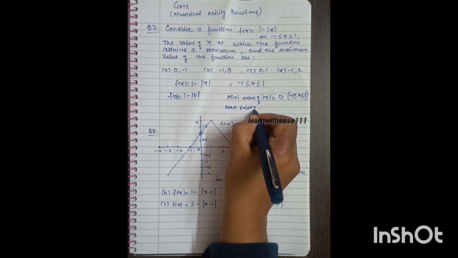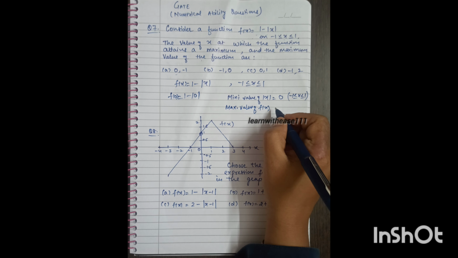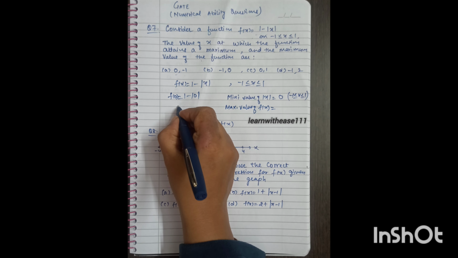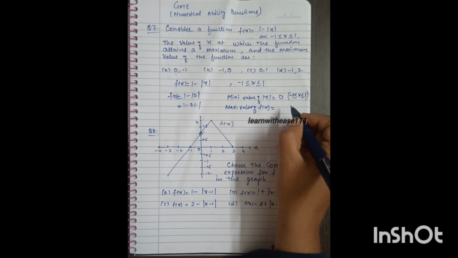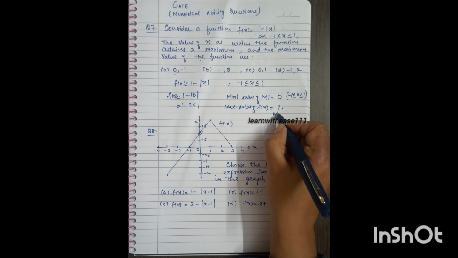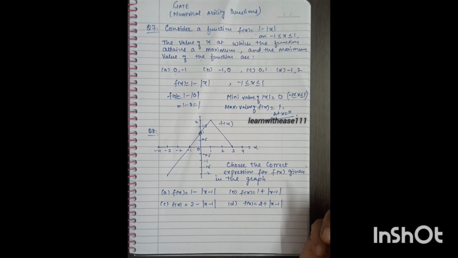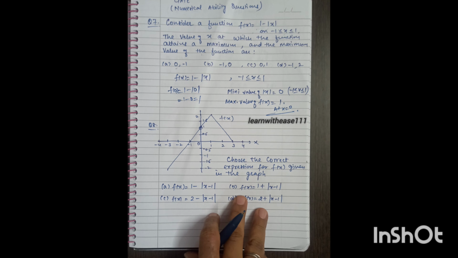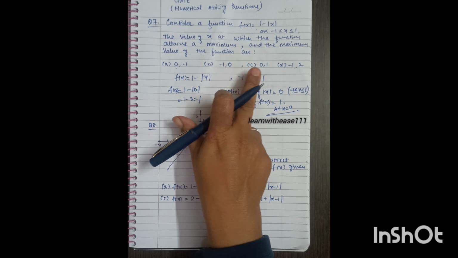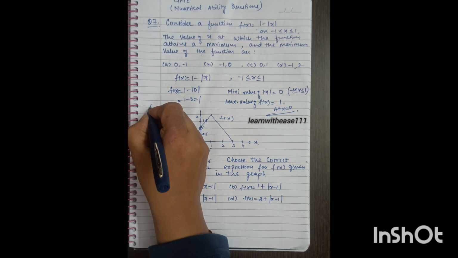So the maximum value is 1 and x is 0, for which f(x) is maximum. So x is 0 and the maximum value of f is 1. (0, 1) will be the answer. So the answer is C.